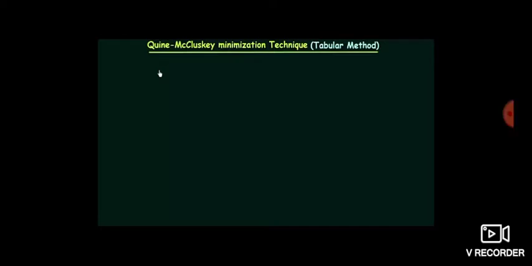In this presentation, we are going to study the Quine-McCluskey minimization technique, or tabulation method. It is very, very important from our curriculum point of view and also from the exam point of view. It is based only on tabular forms. We have already discussed K-maps, which are related to SOP form and POS forms.